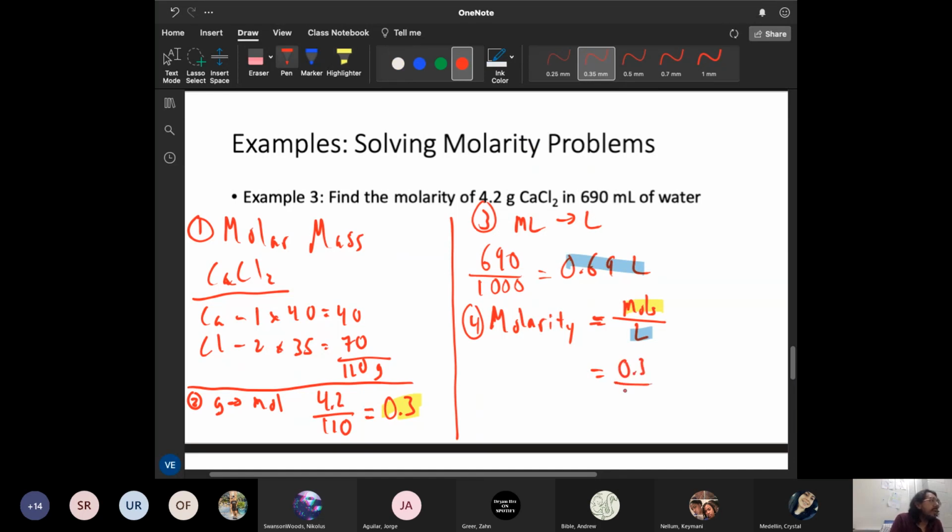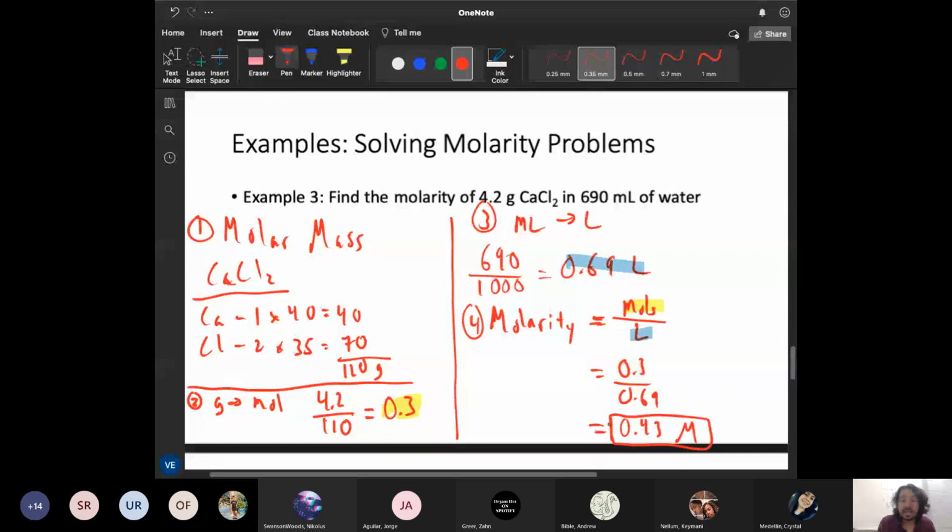And so we do 0.03 divided by 0.69, and your answer will come out to be 0.043, and make it a capital M for molarity. And that is a concentration of calcium chloride in that set amount of water. That's it. That's all there is to it, okay?